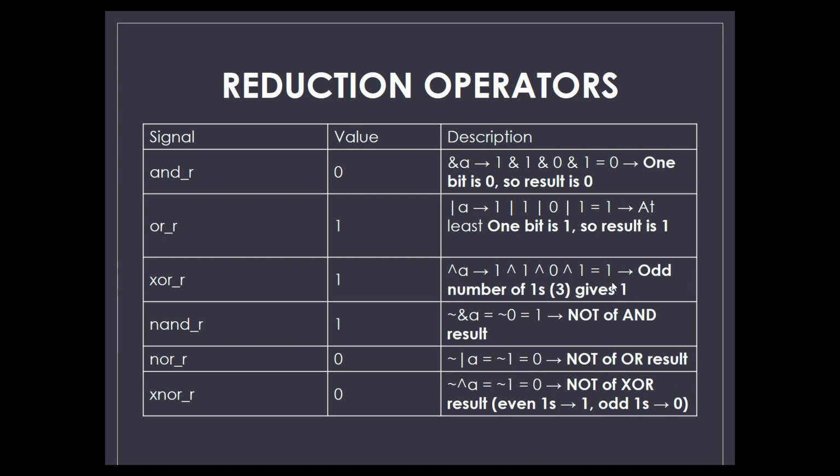So as we said for reduction XOR, when there are an odd number of ones in a multi-bit variable, then the reduction XOR gives a value of 1. For XNOR, the result is 1 when there are an even number of 1s.